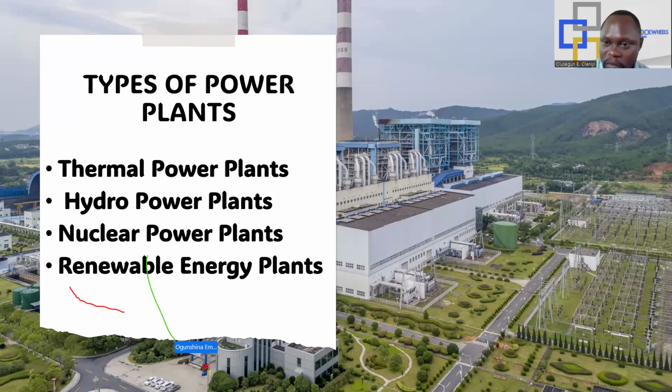What are the components of nuclear power plants? We have the reactor, called the reactor core. We have the control rods, the steam generator, the turbine, the generator, and the cooling system. The cooling system can also be referred to as the condenser, as we call it in thermal power plants. The reactor core contains fuel rods where fission occurs.